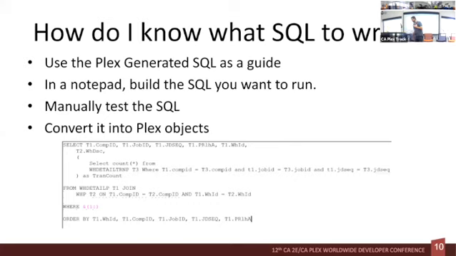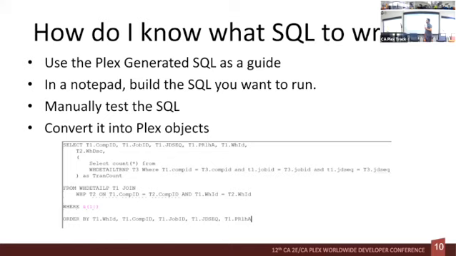The other question I get a lot, because I rattle on about this a lot, is how do I know what to write? Well, it's really easy once you start using the Plex generated SQL as a guide. In Plex generated Java, you search for SQL string, and that's where it's being set. C++ has a separate file where the SQL is in, but it's very easy to find. C# also uses SQL string, so I think that basically covers all the ideas.